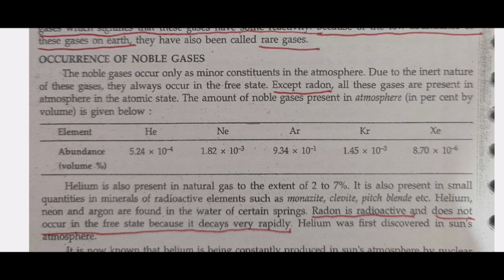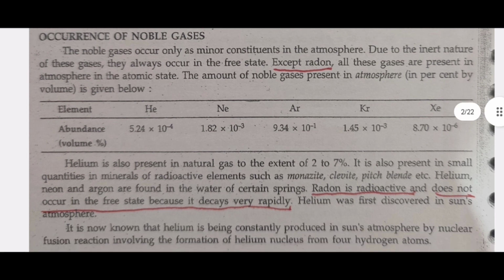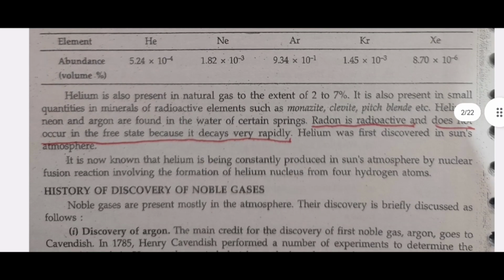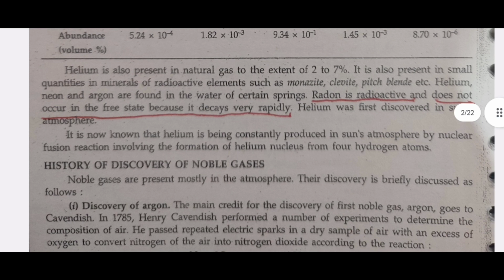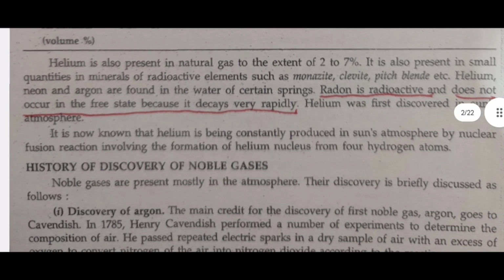Occurrence of noble gases. The noble gases occur only as minor constituents in the atmosphere due to the inert nature of these gases. They always occur in the free state. Except radon, all the gases are present in the atmosphere in atomic state. The amount of noble gas present in the atmosphere in percent by volume is given in the table.